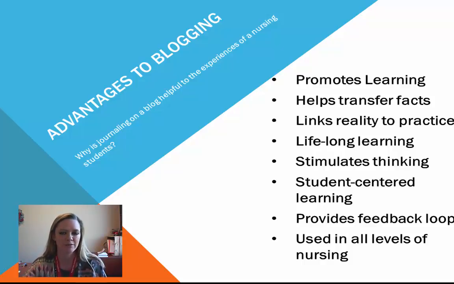So we've practiced things in the lab. We've practiced putting catheters in. We'll practice starting IVs. We'll practice chest tube care. But this actually links what we've practiced to the reality that you actually see them in and the context that they're in. It helps you become a lifelong learner.